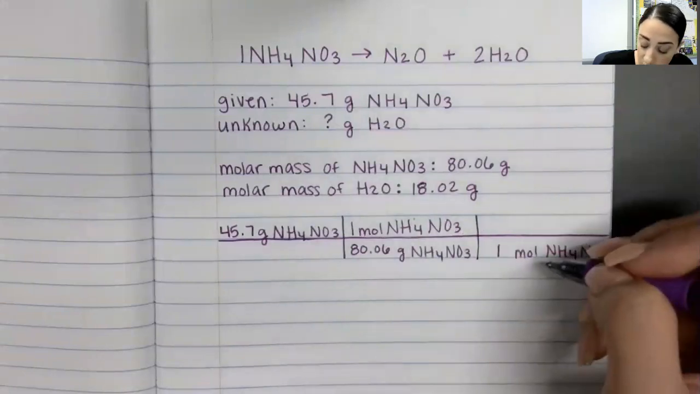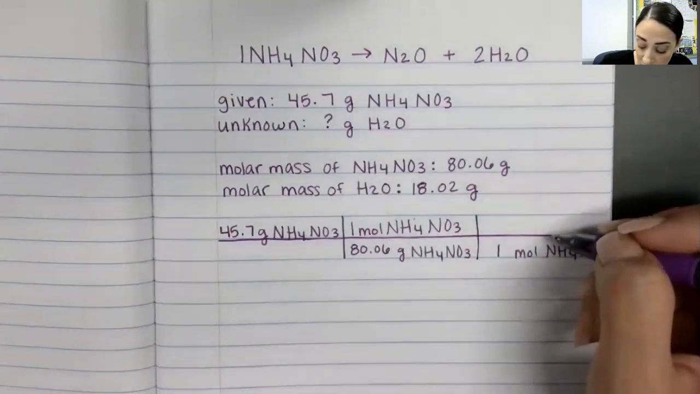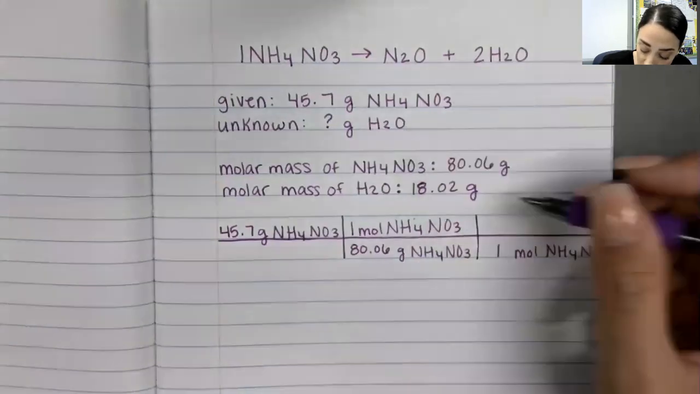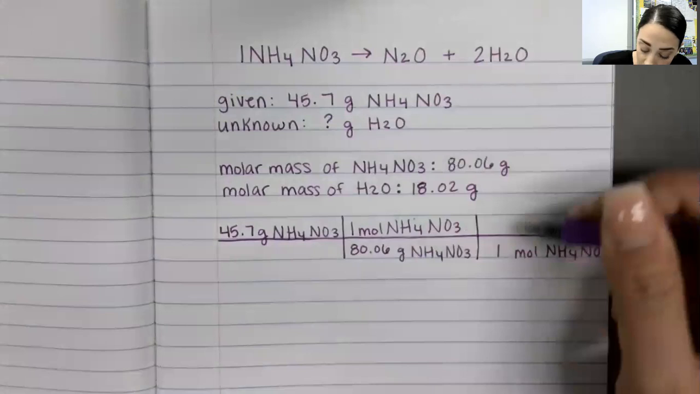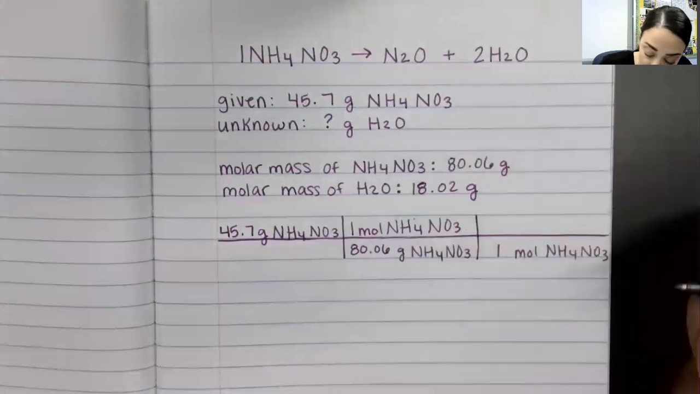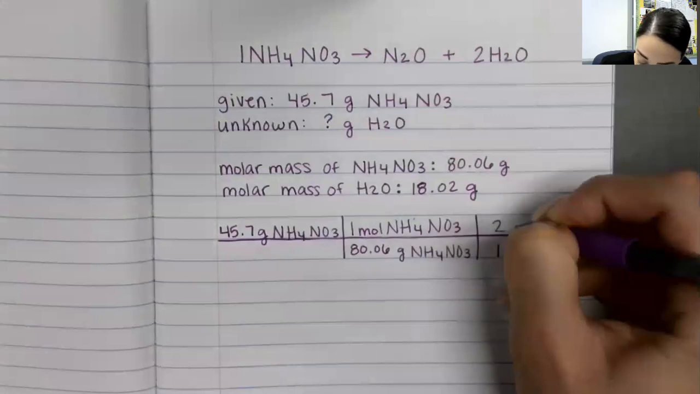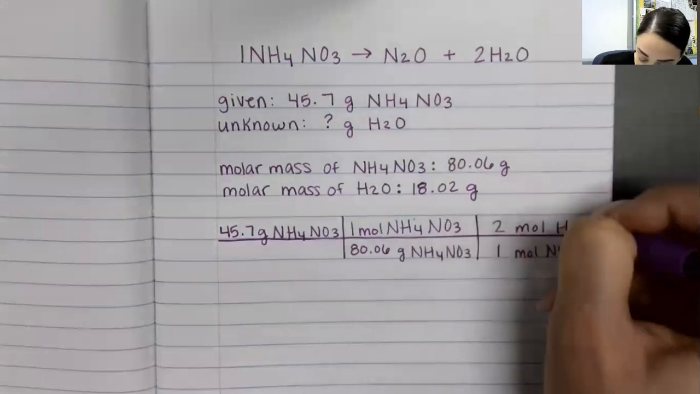Now we need to do the mole ratio and compare that to how many moles of water, which is what we're trying to get to. How many moles of water does it take for 1 mole of NH4NO3? Okay, so if you look over here, that's a 2. So we're going to have 2 moles of water.